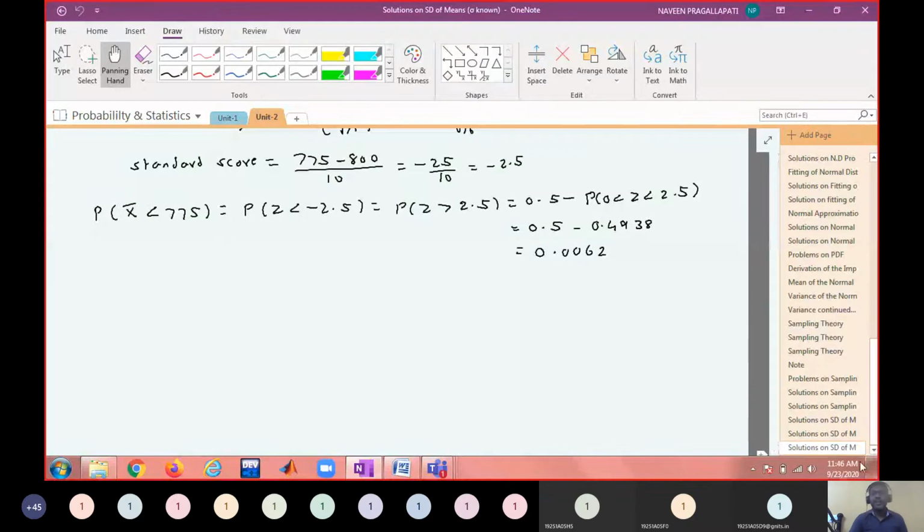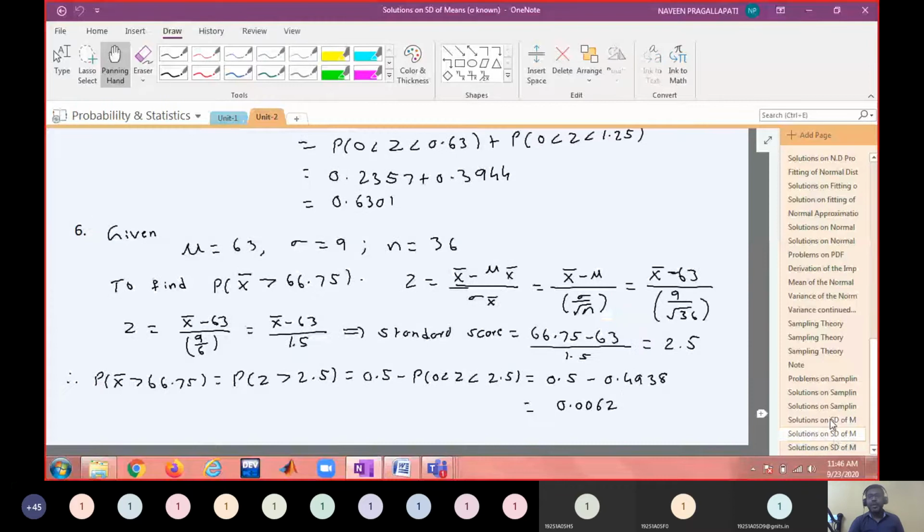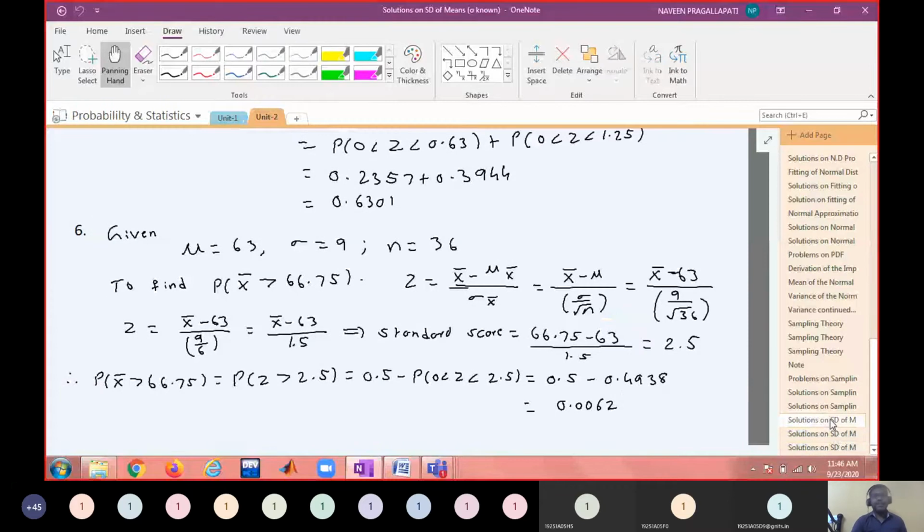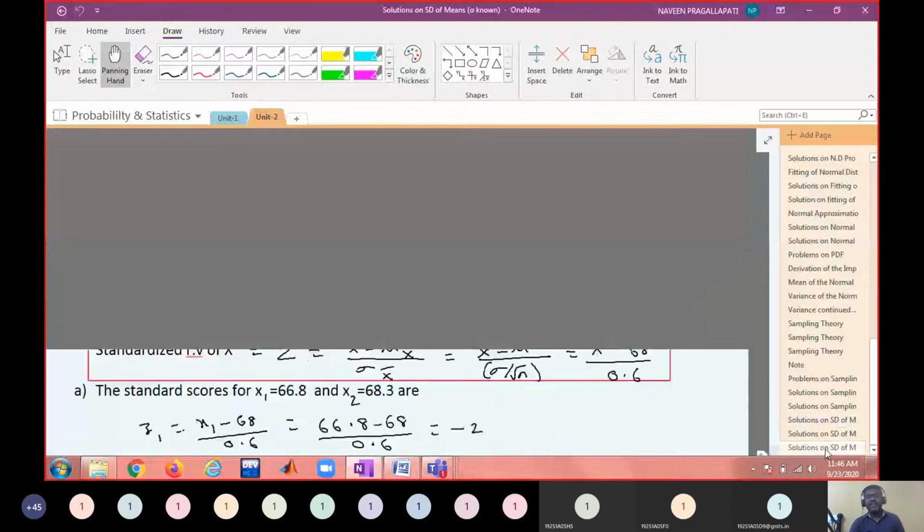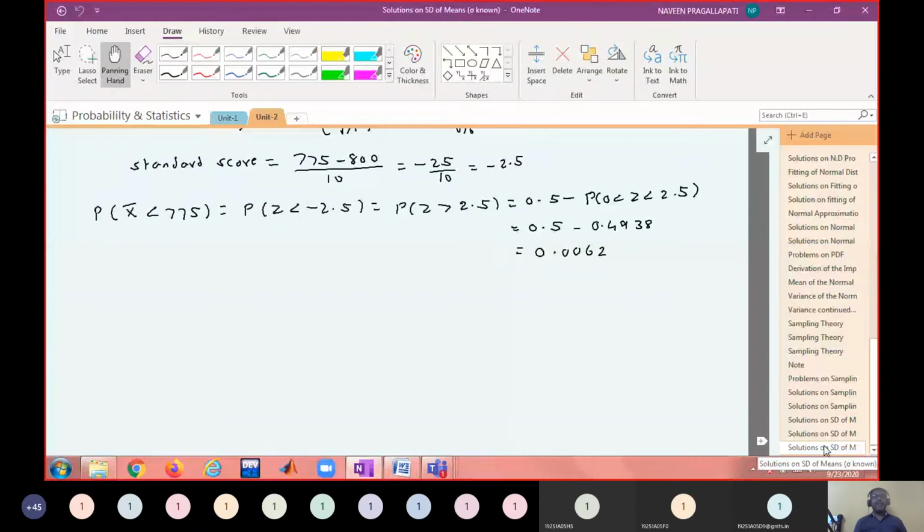So almost all problems are similar, right? You just have to take the data, write the standardized random variable for the sample mean, compute the z scores, and use your normal distribution table to compute the probability. Is that okay? Shall I proceed, sir? Yes, sir.